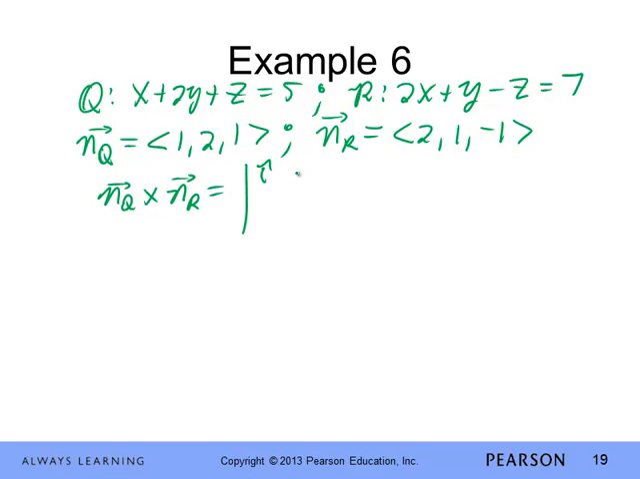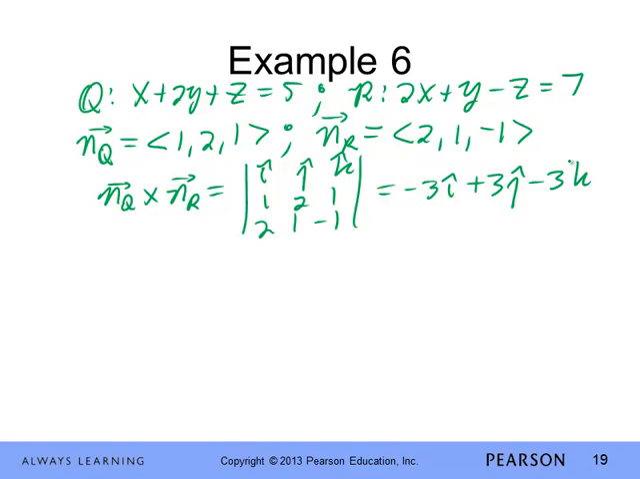We have i hat, j hat, k hat; 1, 2, 1; 2, 1, negative 1. So for i hat, we got negative 2 minus 1 is negative 3, minus, and then for j hat, we've got negative 1 minus 2, which is negative 3, minus negative 3 is positive 3. And then for k hat, we got 1 minus 4 is negative 3. K hat, thank you. See, my mind works about 10 times faster than my hand.